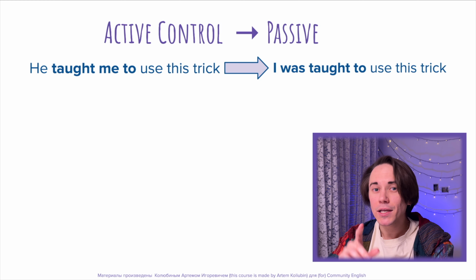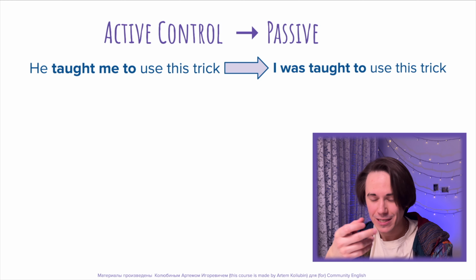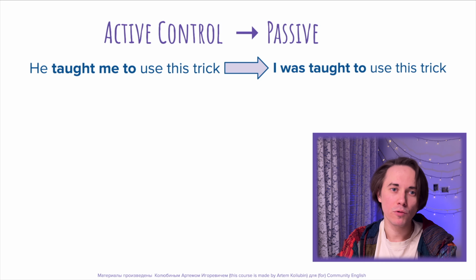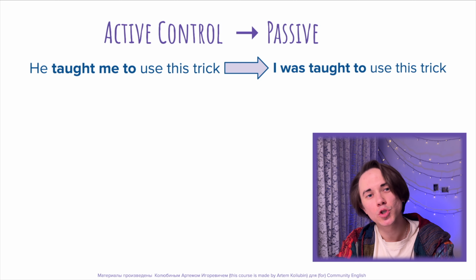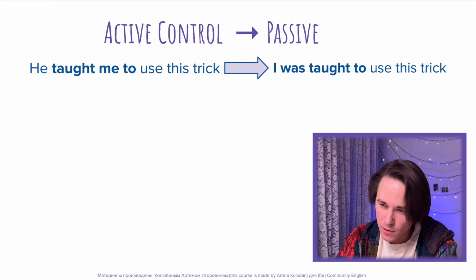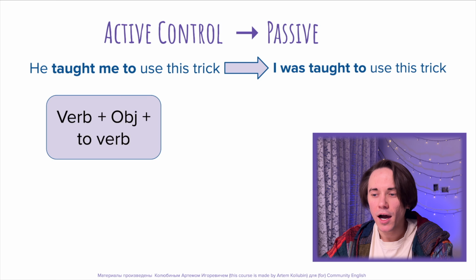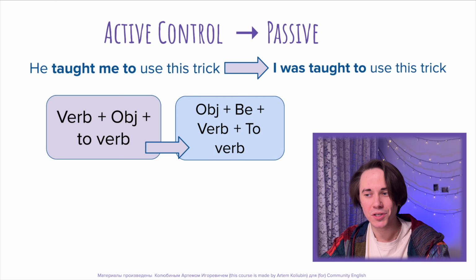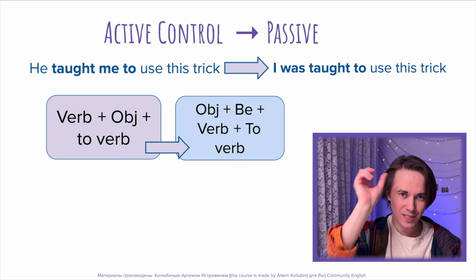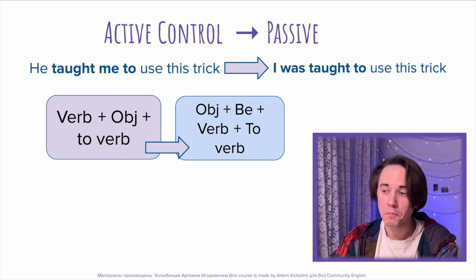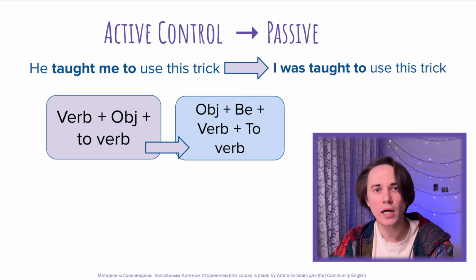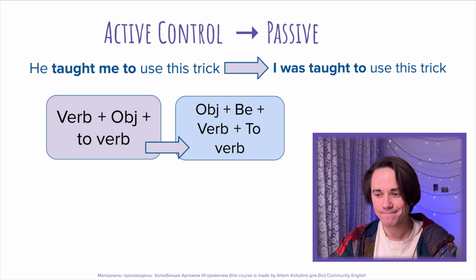But anyways, then you can use again this controlled structure in the same way you would use it in the active voice. I was taught to use this trick. I was asked to come. I was told to bring the textbook, right? So in the active we have the verb, then the object, then to plus verb. But in the passive, it's going to be object first, because in the passive the sentence starts from the object. Then "be," "I was," then the verb in the third form: I was taught, I was asked, I was told, I was instructed, and to do something.